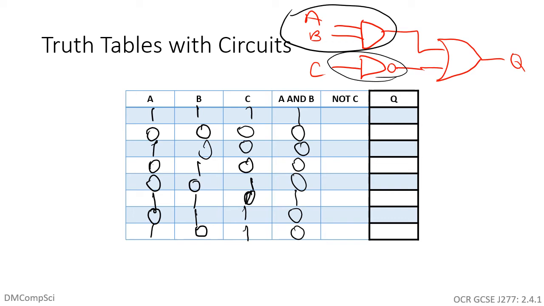Then we look at our not C column, and we basically just go into the C column and invert everything across. So on the first row, our C is 1, so that will be 0. On the second row, our C is 0, so that will be 1. On the third row is 0, so 1. On the fourth row, it's 0, so 1. On the fifth row, it's 1, so it's 0. On the sixth row, it's 0, so we have a 1 again. And then on the seventh row is 1, so we have a 0. And on the eighth and final row, we have a 1, so we have a 0 for not C.